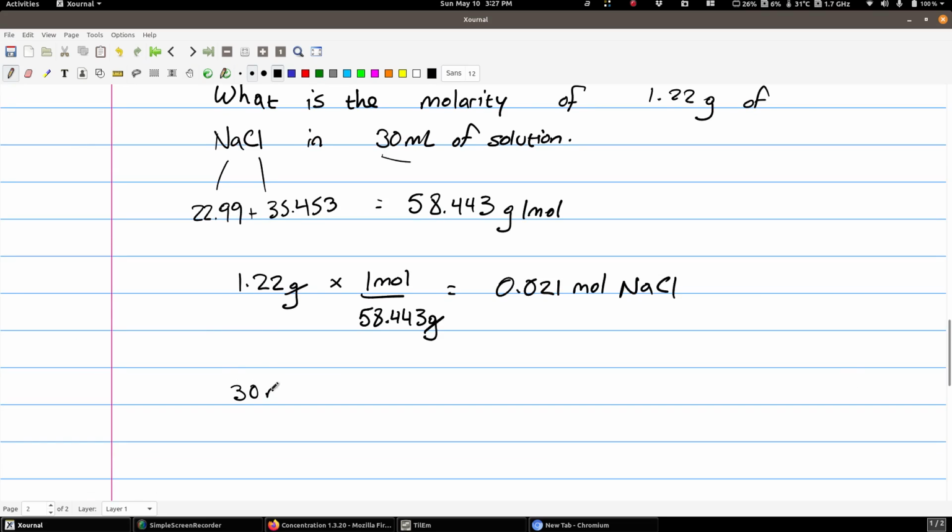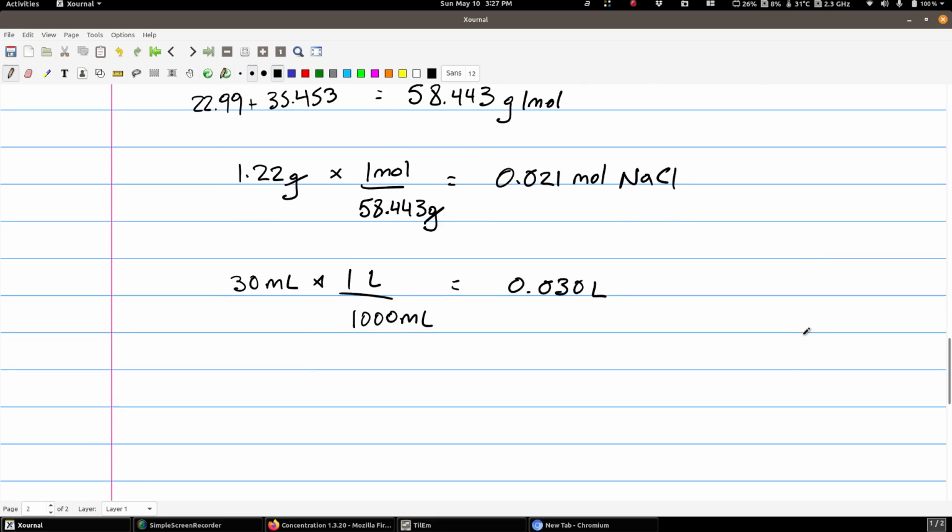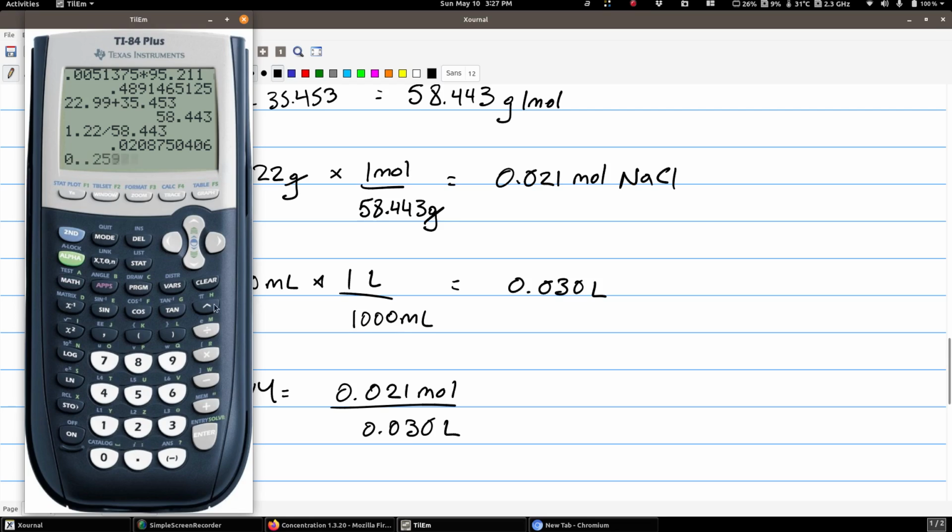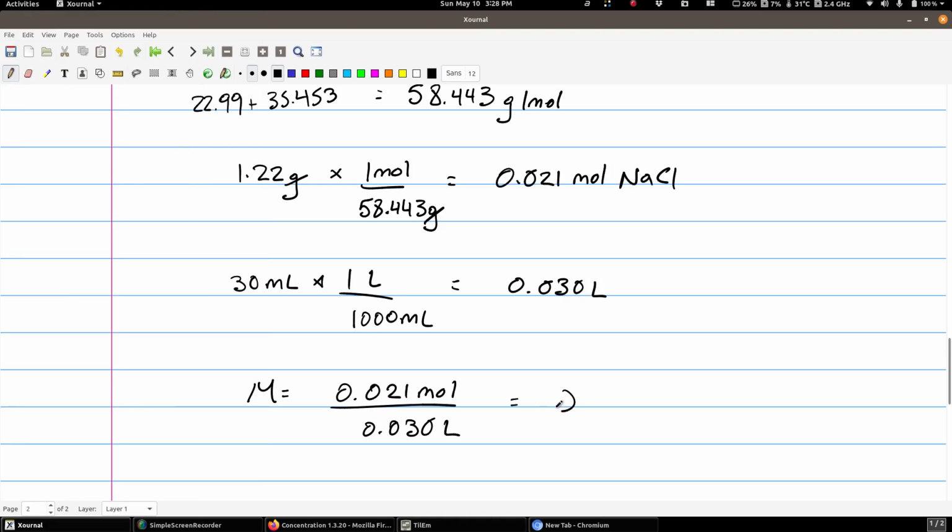Now, for molarity, we have to convert the volume to liters. So 30 milliliters times 1 liter divided by 1,000 milliliters is equal to 0.030 liters. So now, for molarity, you take both of these numbers and just plug it in. 0.021 mole divided by 0.030 liters. And that would be your answer after you calculate everything. 0.021 divided by 0.03, and then your answer is 0.7, and that's molar.